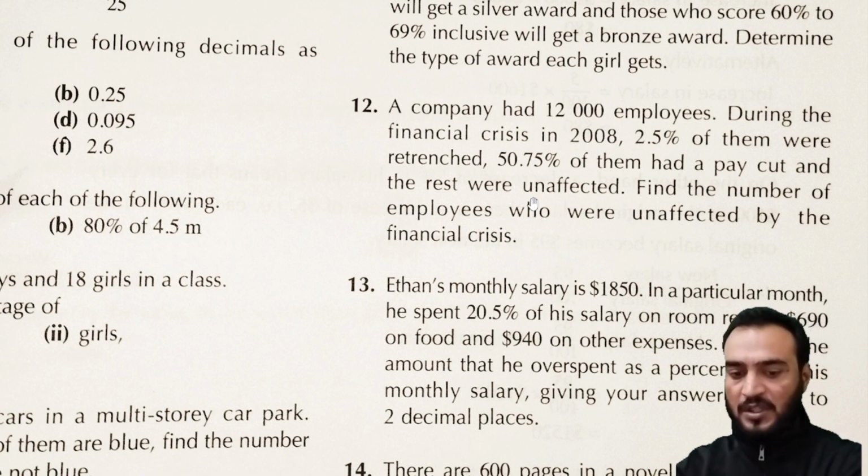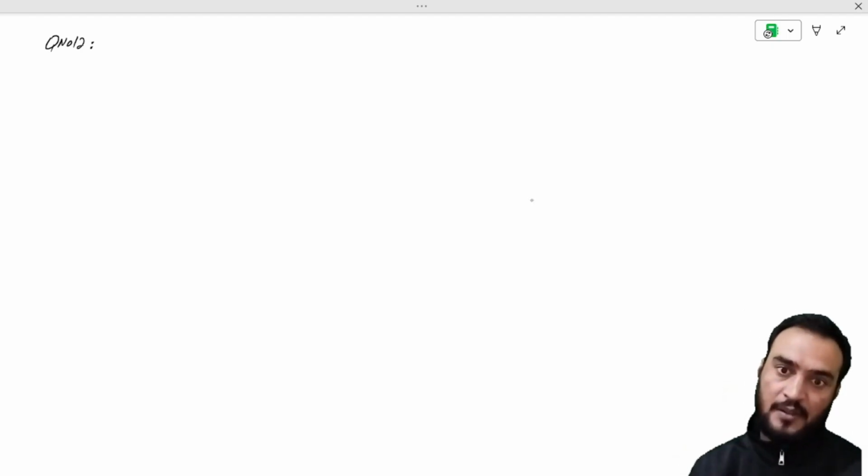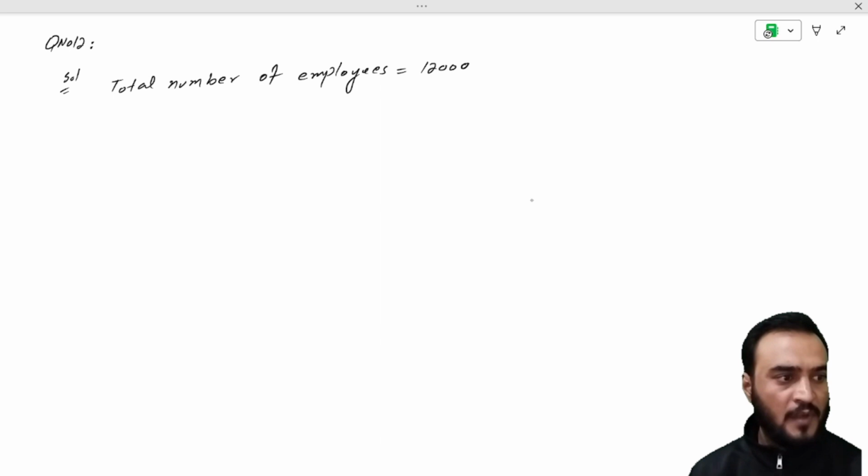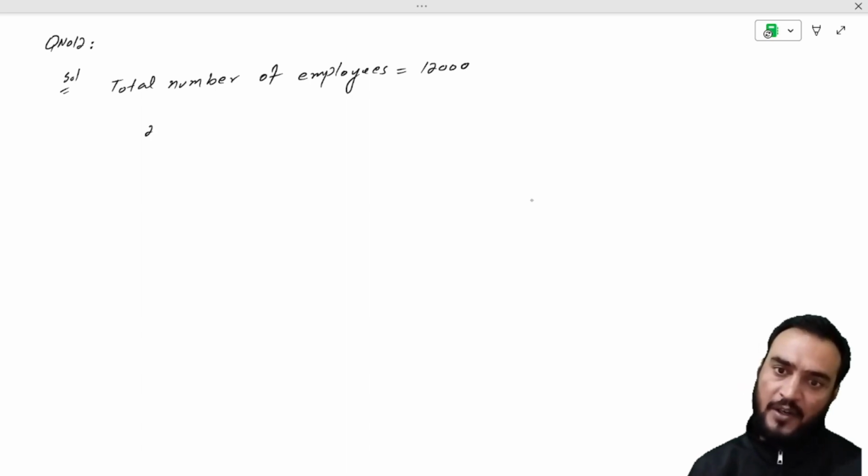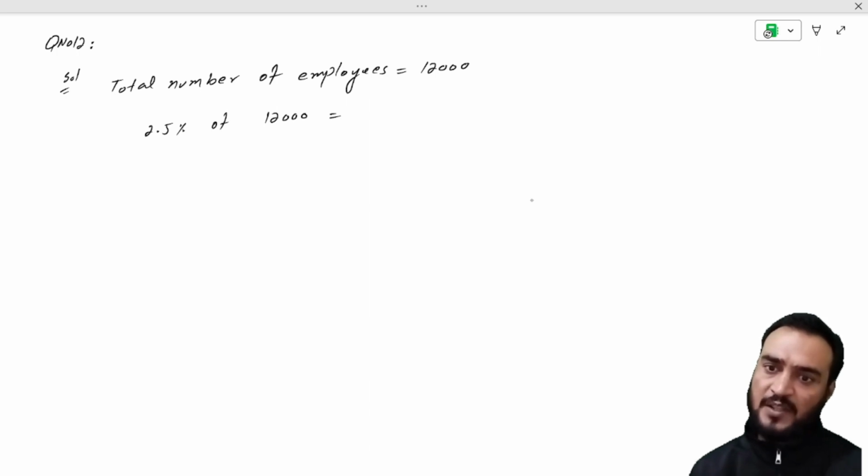So let us solve this question. First of all, the total number of employees is equal to 12,000. This is the total number of employees. In the financial crisis in 2008, 2.5% of them were retrenched. What is 2.5% of 12,000?